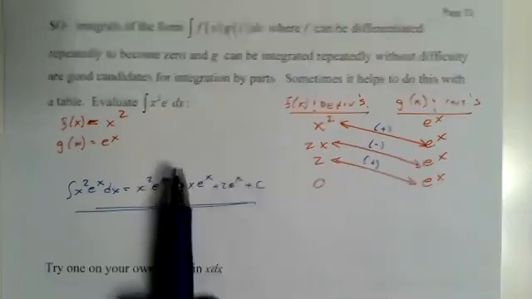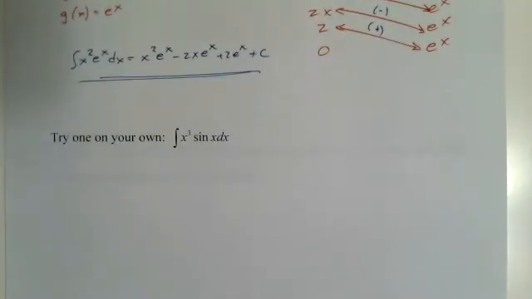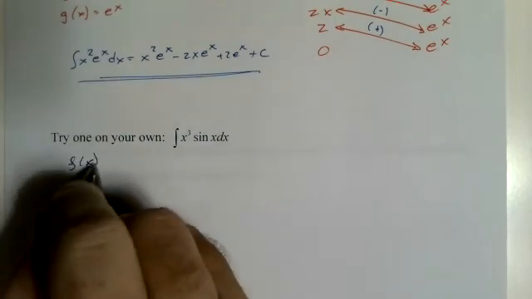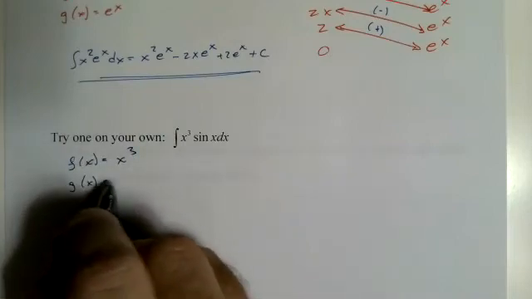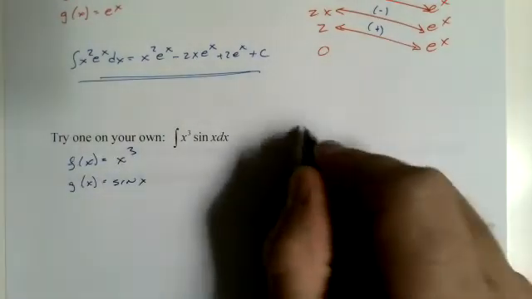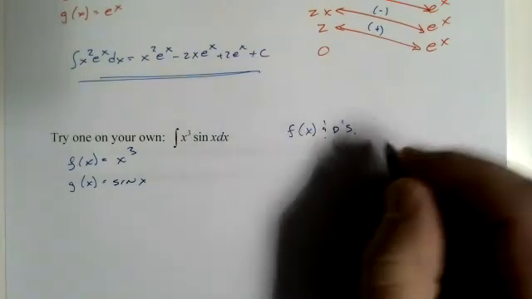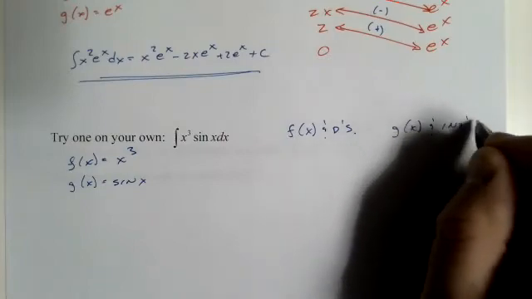It's not that hard. It's just something else to memorize that bothers people. But I don't know, maybe you should do it that way. Maybe it's easier. So let's try one. f of x equals x to the third. g of x equals sine of x. f of x and derivatives. g of x and integrals.